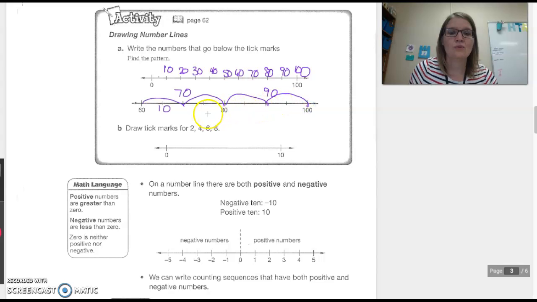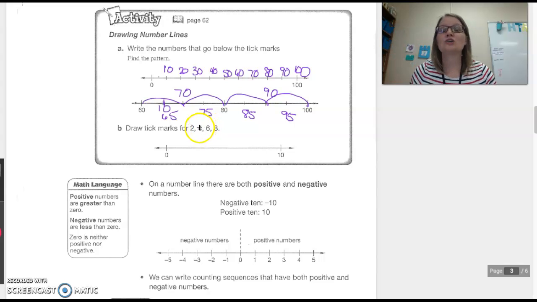Oh no, wait a minute, guys. These little teeny tick marks, we know that between here and here is 10, so between here and here should be 5. So this is going to be 65, 75, 85, 90, and 95.